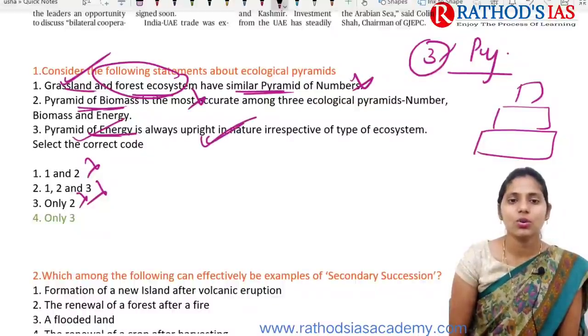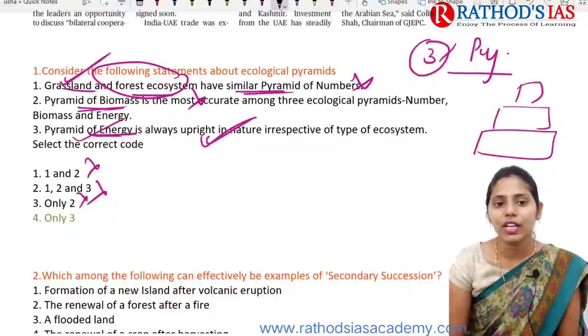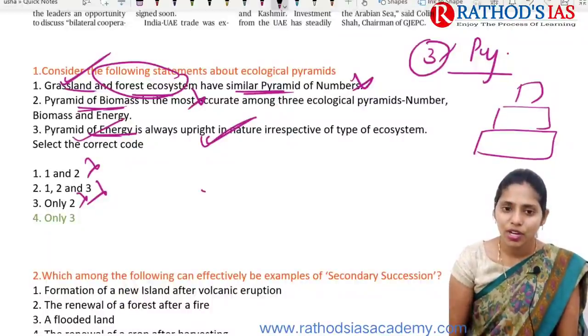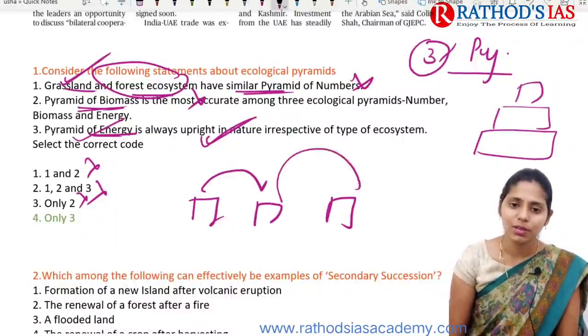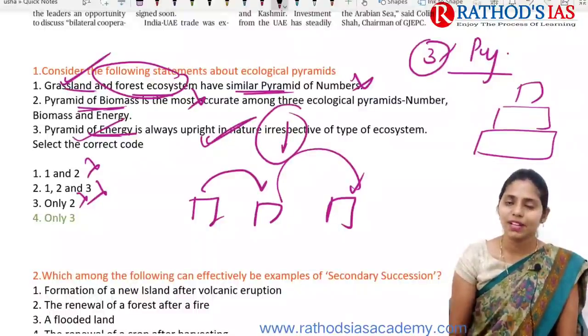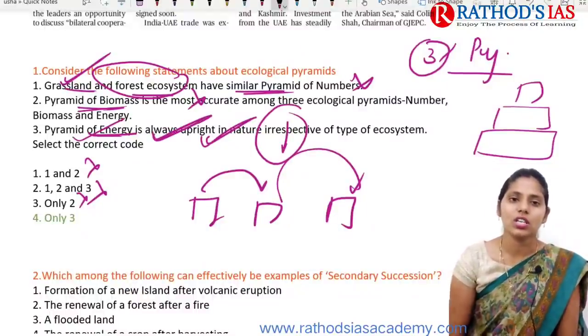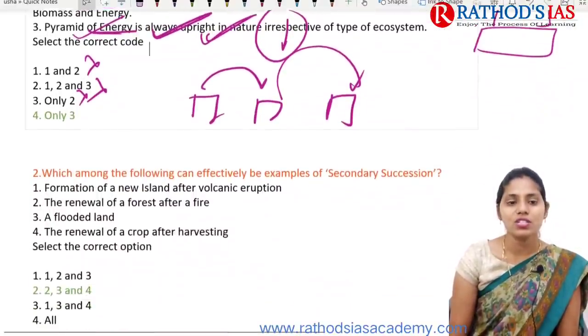So the correct statement is the third one, that the pyramid of energy is always upright. That means whenever energy is transmitted from one animal to another animal, there is a decrease of energy transmitted. So here option three is the only correct one. So the correct option is four.